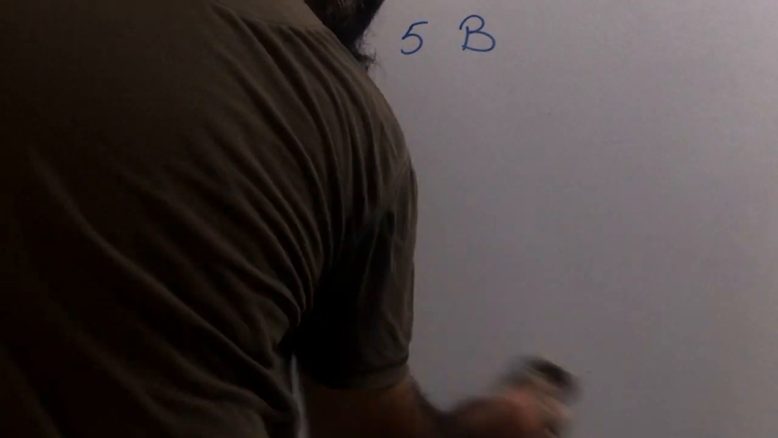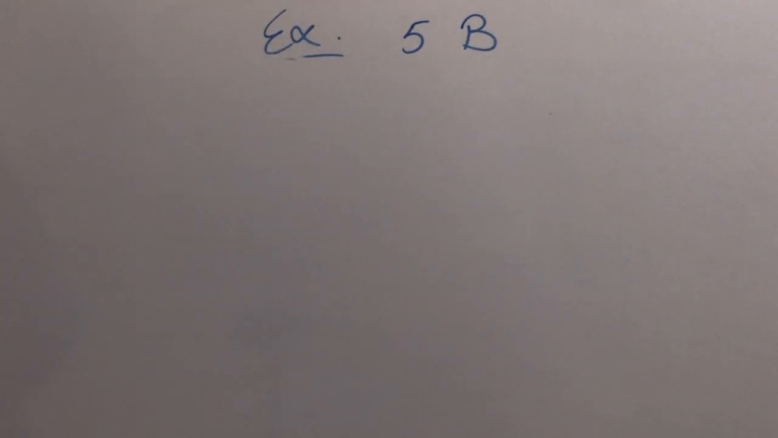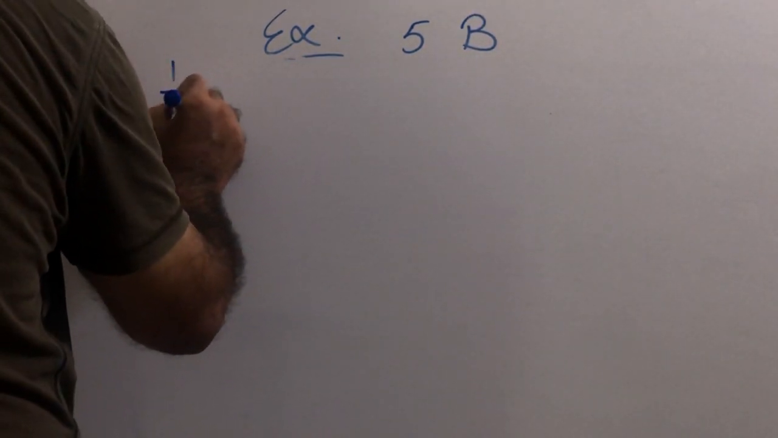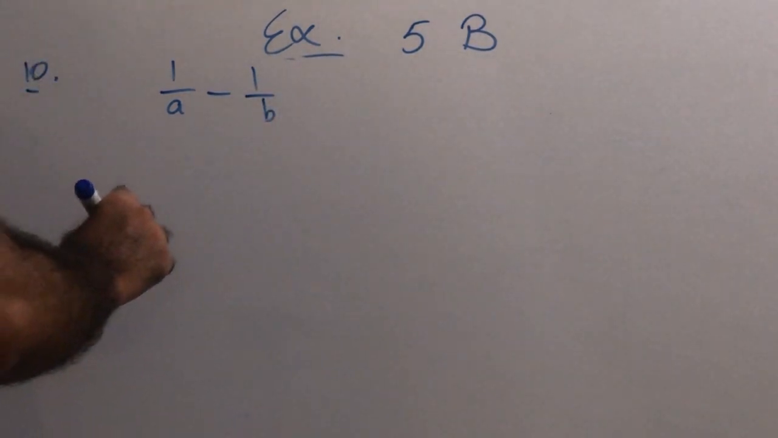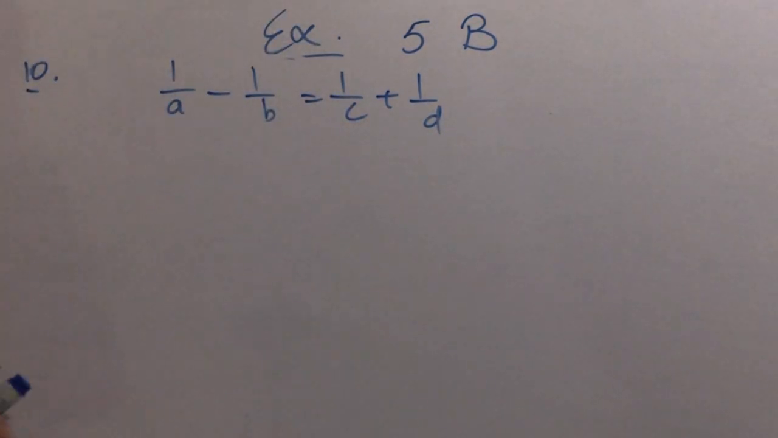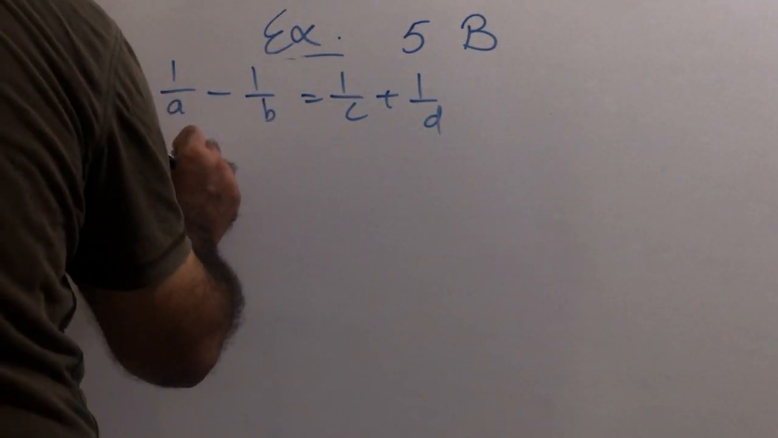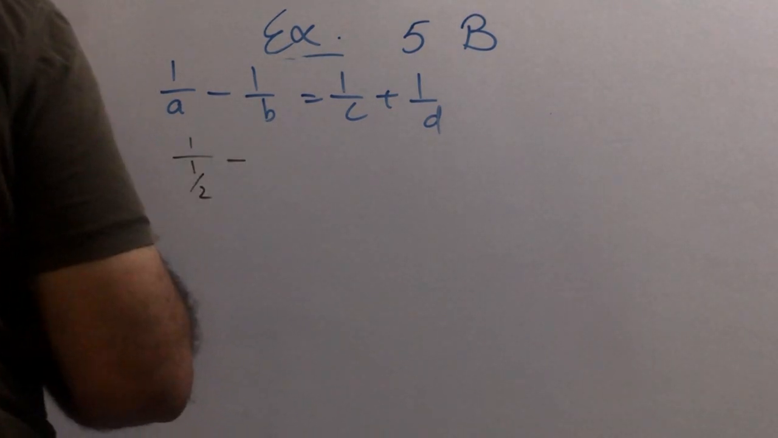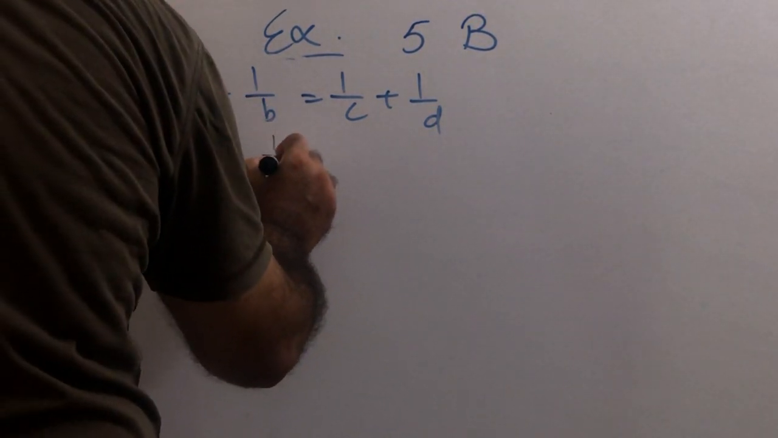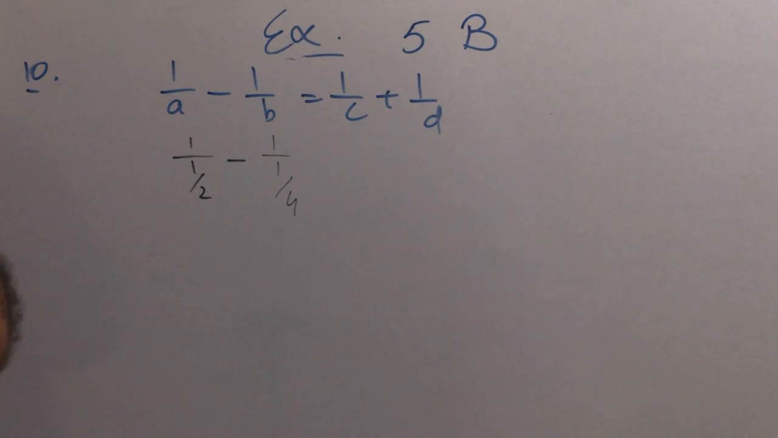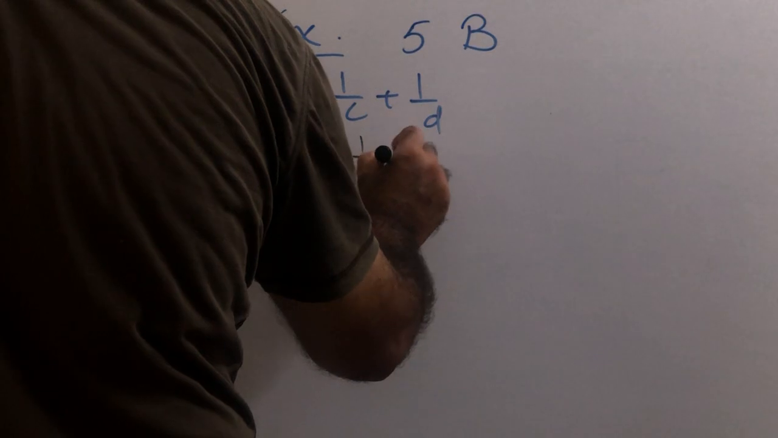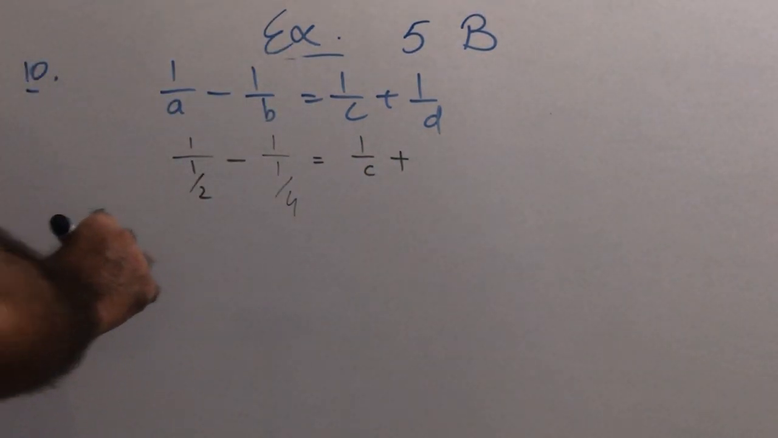Now we see question number 10. Similarly, a formula is given. 1 over A minus 1 over B is equal to 1 over C plus 1 over D. Values are given. A is equal to 1 over 2, it means 1 over 1 over 2, minus 1 over B. B is given as 1 over 4, so place this 1 over 1 over 4 is equal to, we need to find the value of C, and D is given as minus 1 over 5.